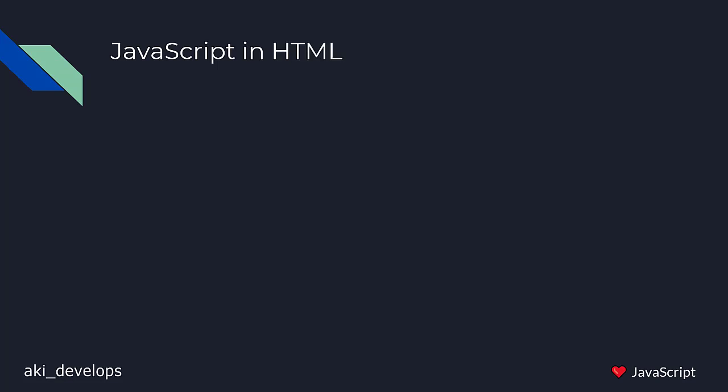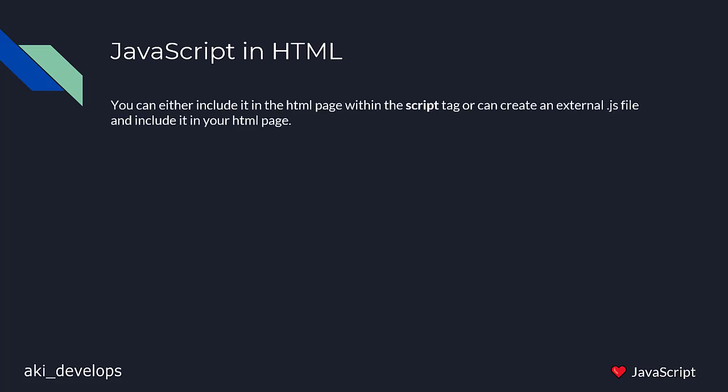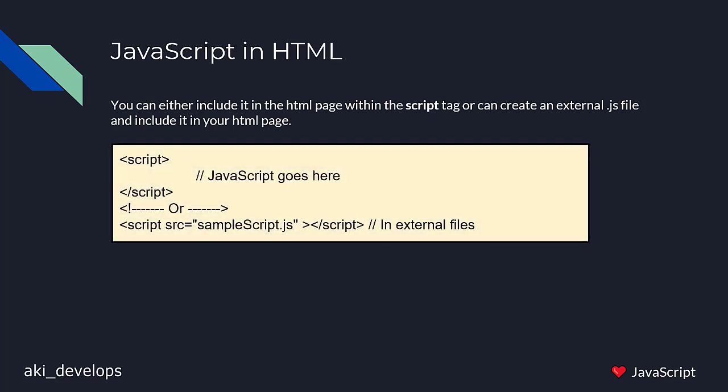How to use JavaScript in HTML? You can either include your JavaScript code in the HTML page within the script tag, or you can create a .js file and include it in your HTML page. To add an external JavaScript file, we need to add the file name in src property of script tag on your HTML page. You may be wondering, why should we create an external file if we have option to add the code directly on the HTML page?